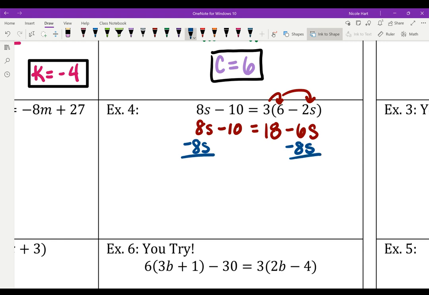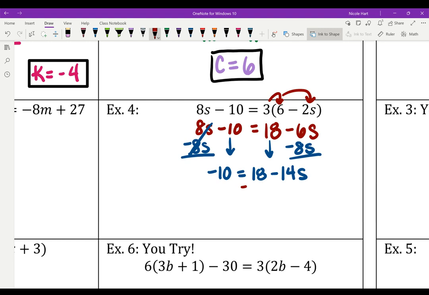And so when we do that, on the left-hand side, the 8s cancels out. And we bring down everything else. We have negative 10 equals 18. And then negative 6 minus 18 gives us negative 14s.